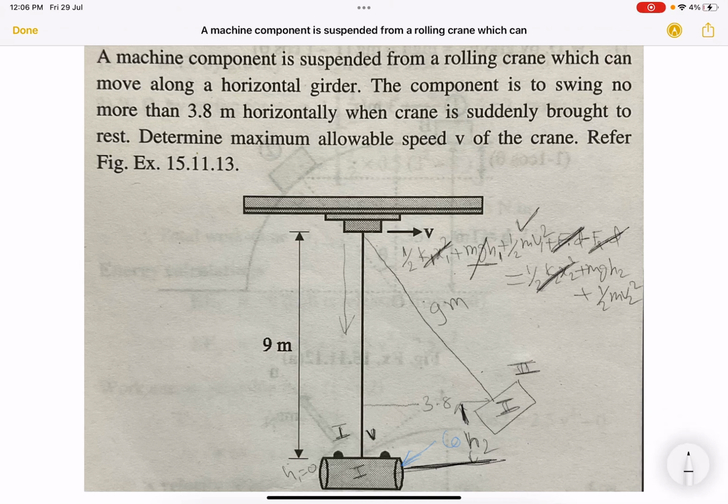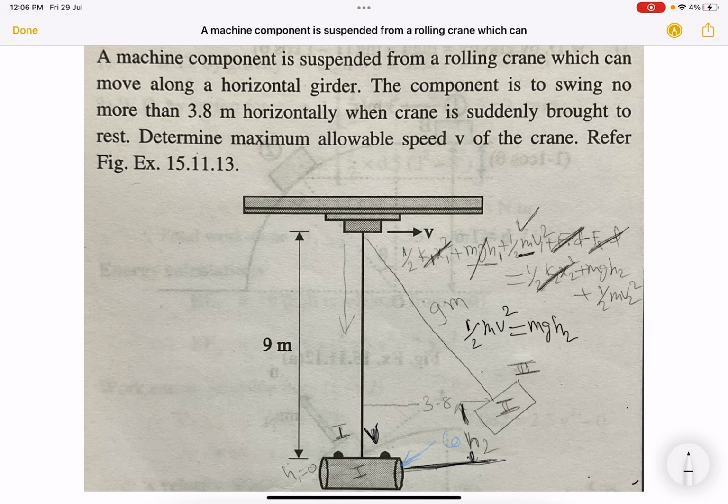Our equation is, okay. Please note, I am taking this as half mv square. Instead of v1, I'll say v because this is the velocity v. Okay, is equal to mgh2. Now this mgh2 is this h2. Please note the height, right? We want to find out that height.